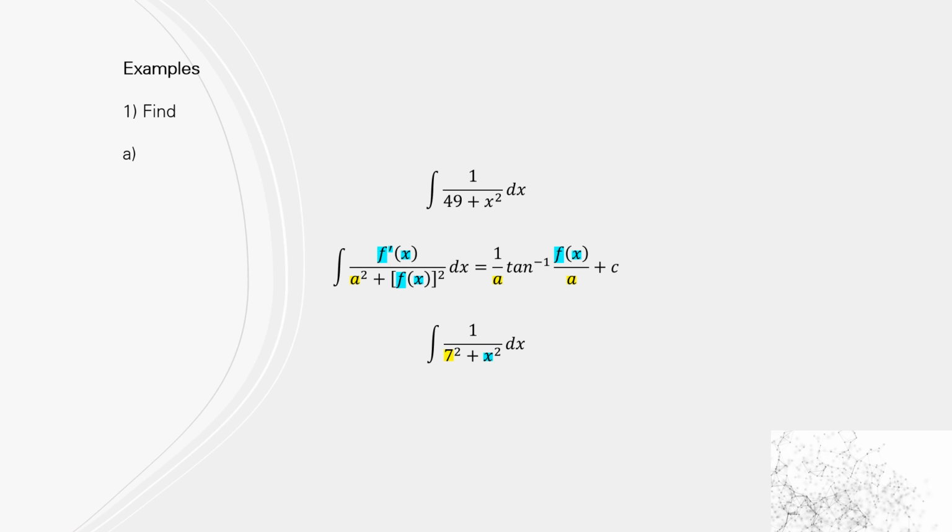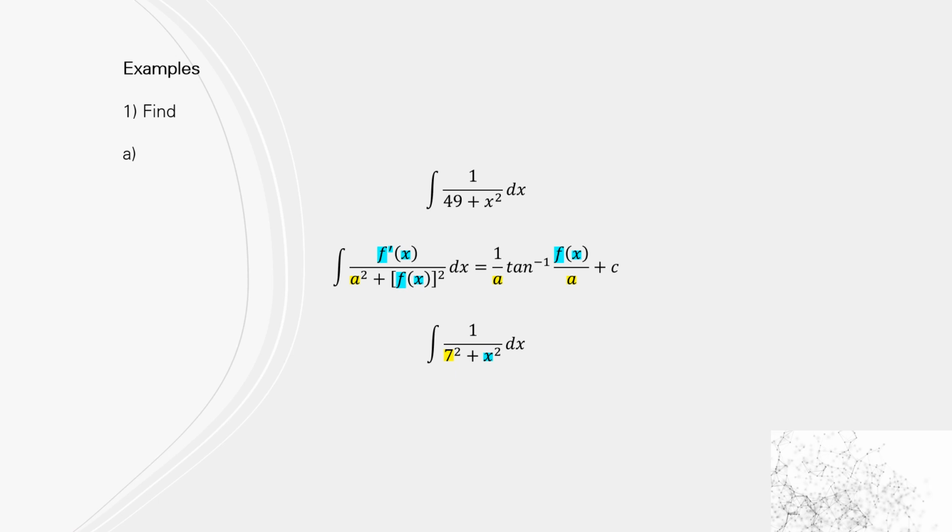So for the first one, 1 over 49 plus x squared. Note that it's in the form of a squared, so 49 is 7 squared. The f of x is just x, and the differential of that is 1. So it's just the x part that we're focusing on, and therefore we have the differential on top because that's the 1.